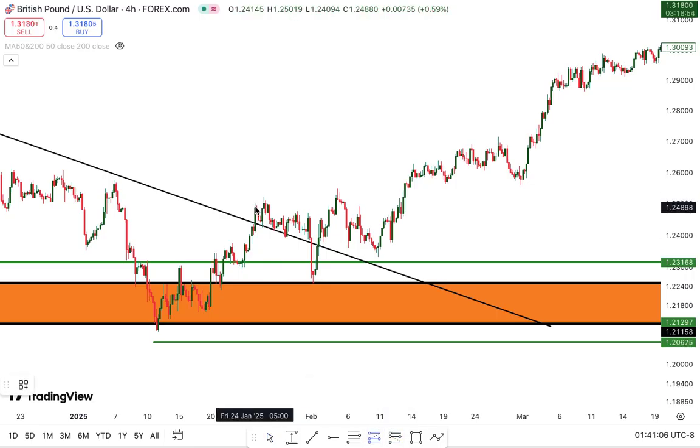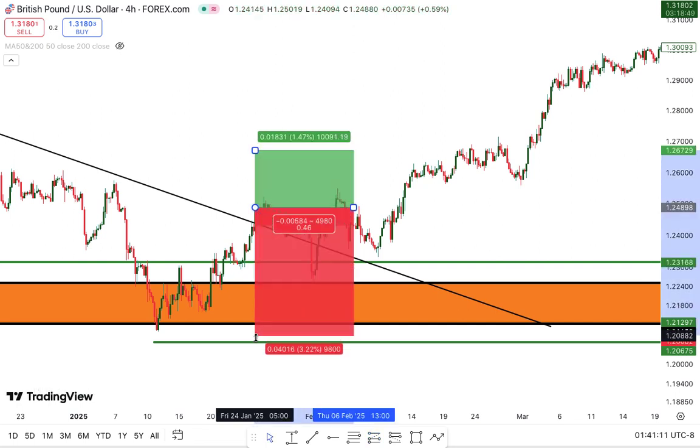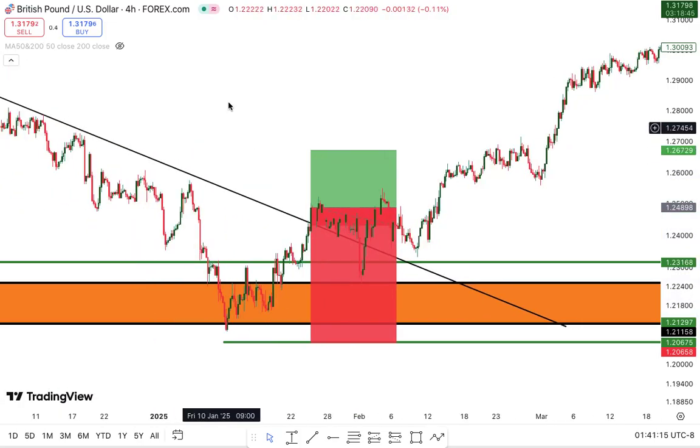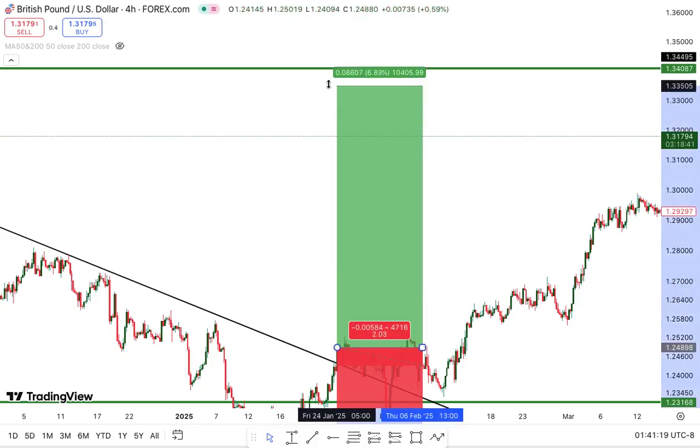Entries are here. Forget about the pip count. One of the reasons people never really make money in the market is because they are focused on the pip count. Forget about pip count. Execute your trades how it ought to be. And listen, you're holding to the overall TP here.